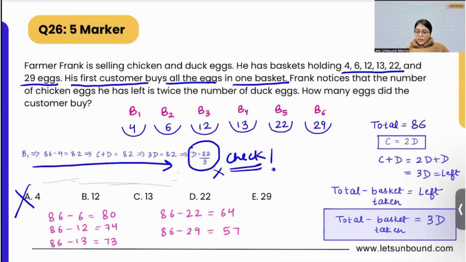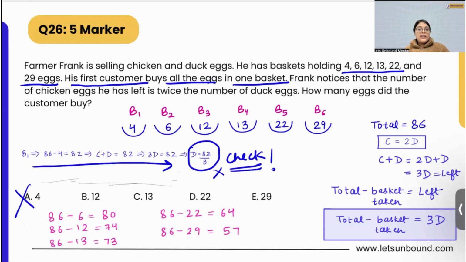Okay, so that means my last option is correct. That is E, 29. So the customer took basket 6. Actually, not the basket, but the number of eggs in the basket. So 29 eggs were taken by the customer. Sometimes we don't have to go through the entire process of calculation, but get an idea with one option what exactly we need to check.